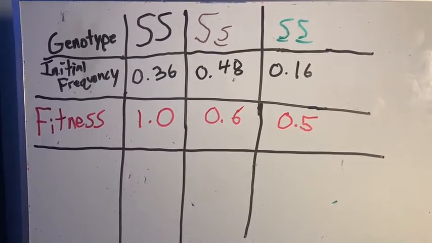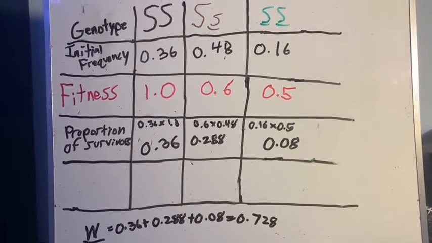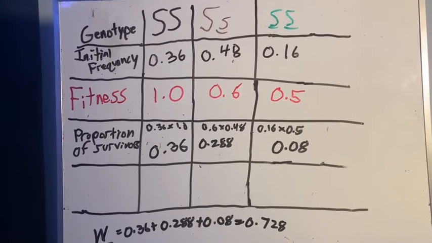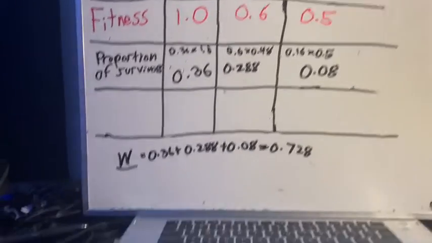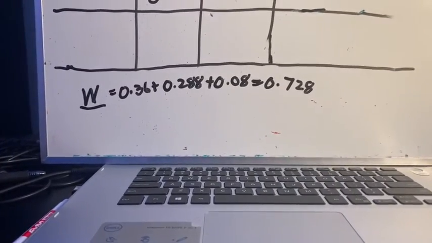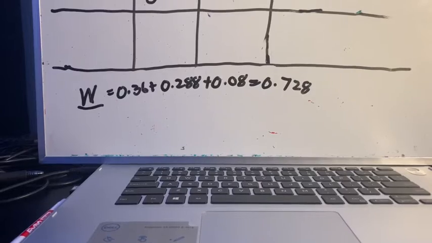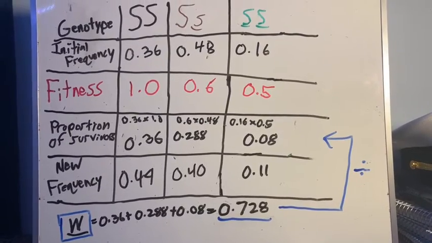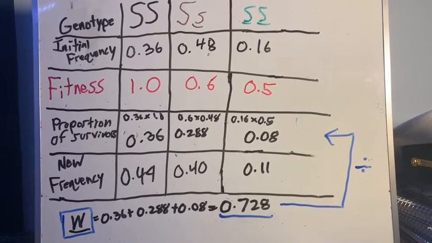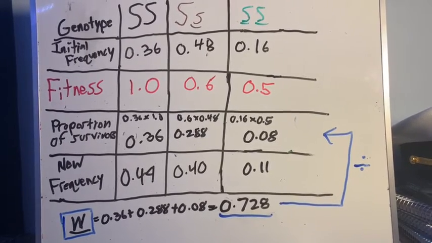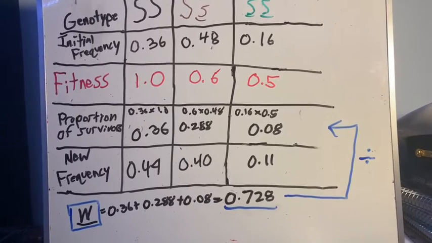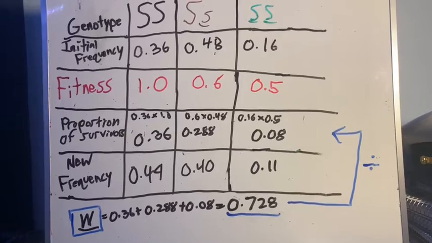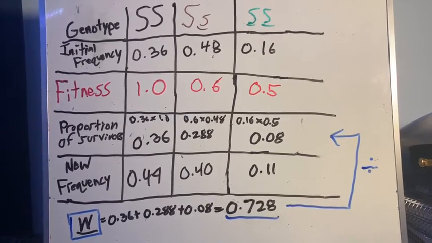So, for the 3rd row, we have the proportion of survivors, where we multiply the initial frequencies and the fitness of each genotype, resulting in the numbers below. And on top of that, we take those numbers that we've now acquired to get the weighted average, which turns out to be 0.728. We then take those proportion of survivors and divide them by the new weighted average, because it needs to be represented as out of 1, and you will get the new frequencies below in the final row. And this shows the directional selection of the black phenotype.